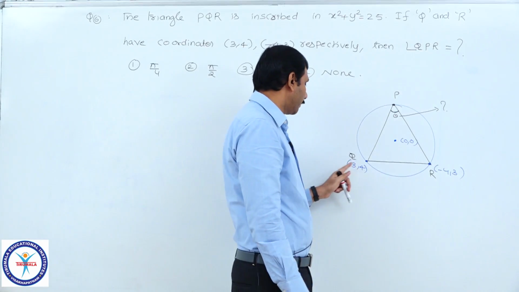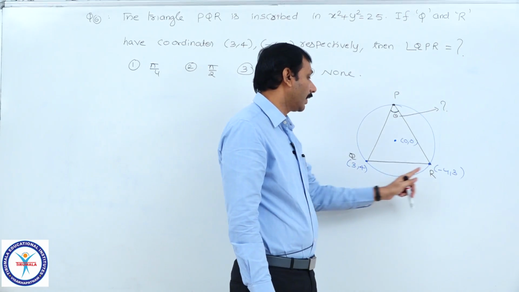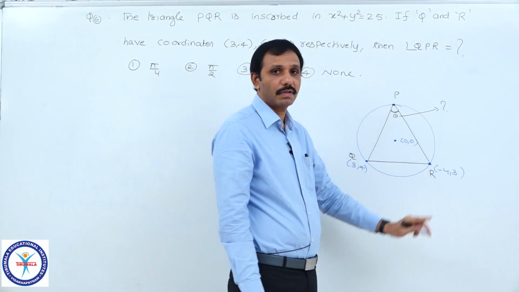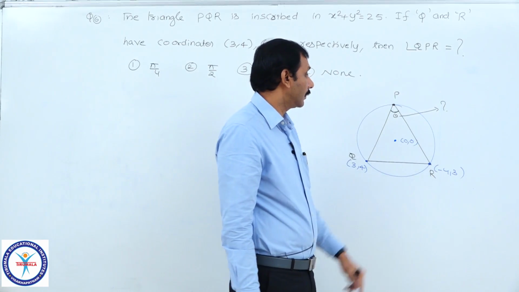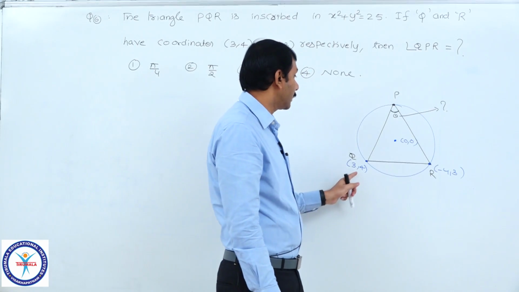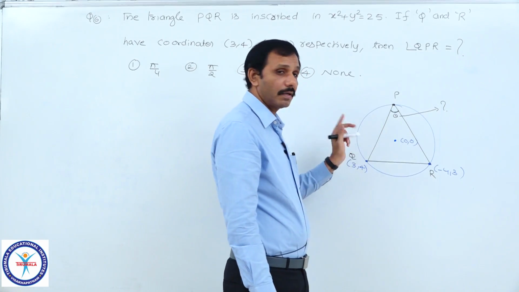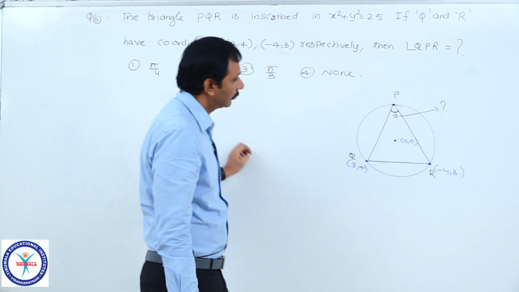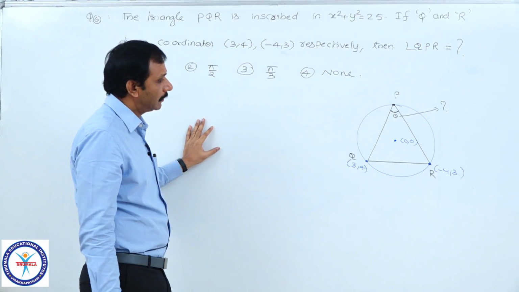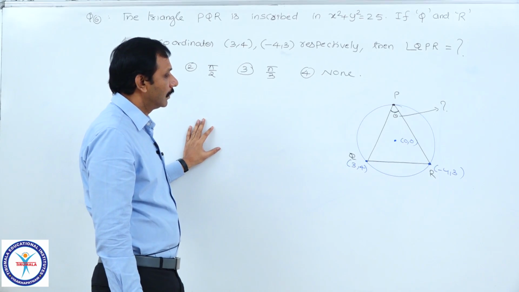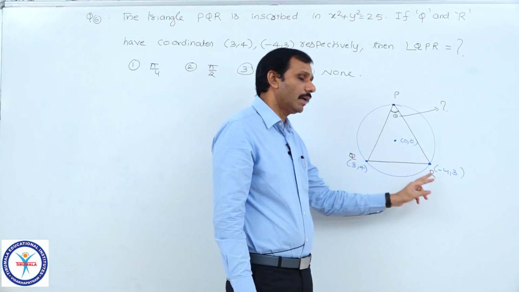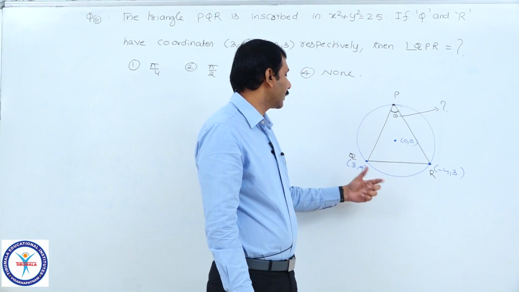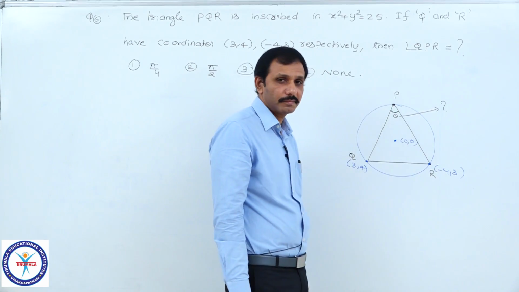Generally I have taken 3 comma 4 here, minus 4 comma 3. Don't think that this is in the first quadrant, it should be in the second quadrant. I have taken it to make you understand, that's all. Circle equation is given and coordinates of Q and R are given. Directly they are asking angle QPR.